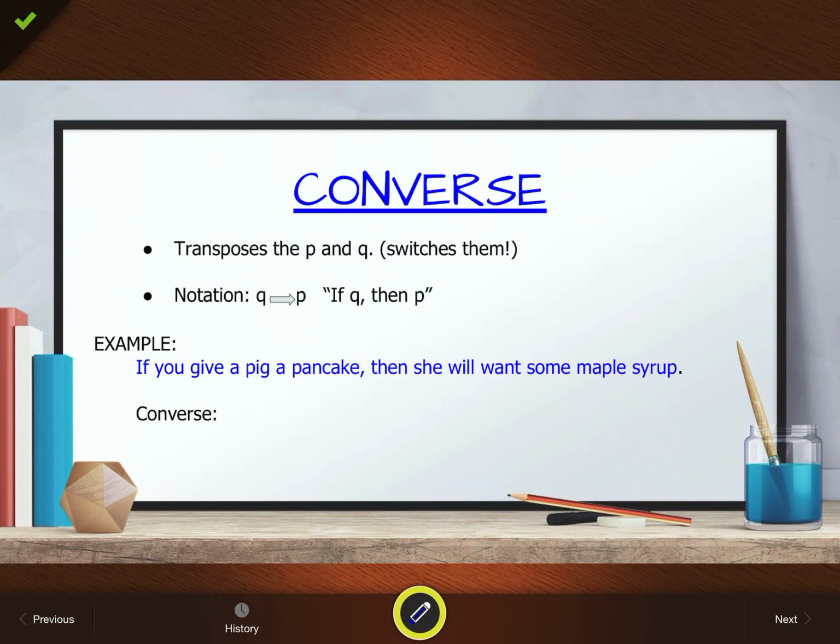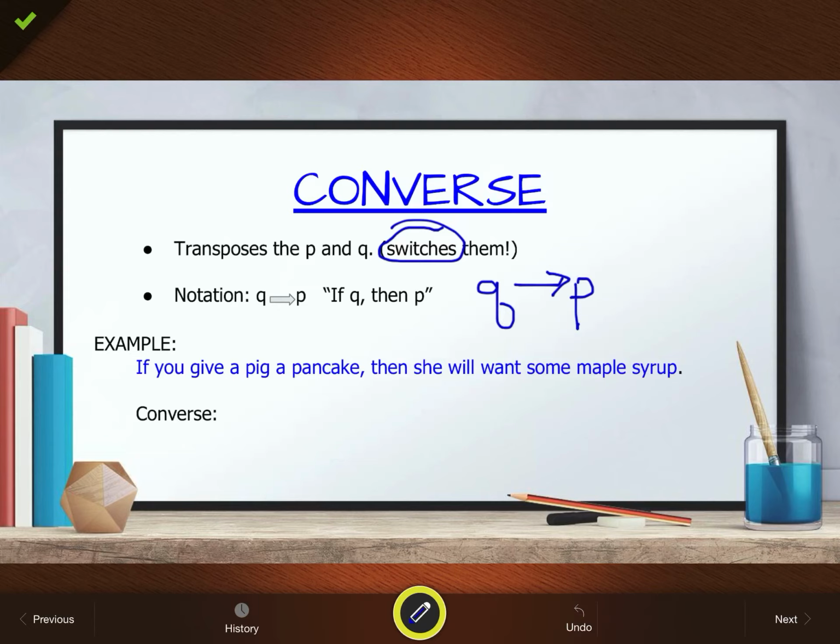So here's how we write the converse. And this will make more sense when you guys see an example in just a second. To write the converse, you transpose the P and Q. Transpose is just a fancy word for switch. So we switch the P and the Q. So we switch our hypothesis and our conclusion. And when they say switch, they mean physically move them. The notation is Q arrow P, and again, you will see it written as Q, just that little plain arrow and P. But we don't read it like that. We say if Q, then P.